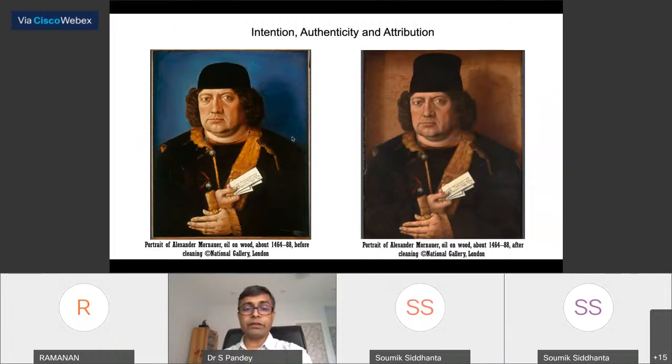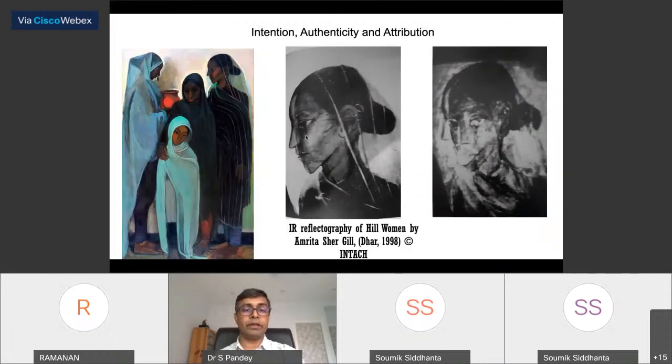There was a similar study here in India, at the Indian National Trust for Art and Cultural Heritage, that was done in 1998. And this is a very famous painting by Amrita Sher-Gil. If you look at the girl here, this is an infrared reflectogram. Infrared, because as I said, infrared has the ability to penetrate deep inside the paint layer, and with attenuation by the heavier pigments underneath, it can give you a sketch of what is underneath.